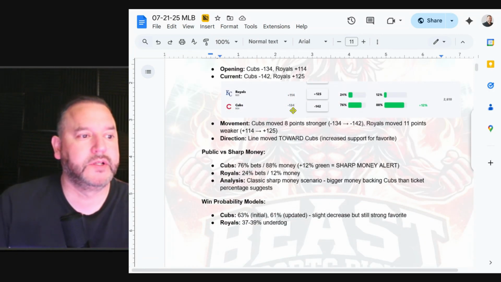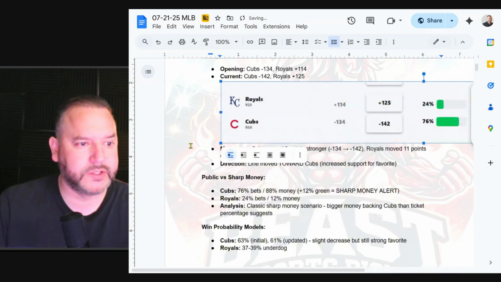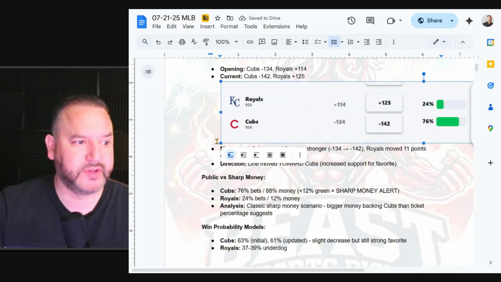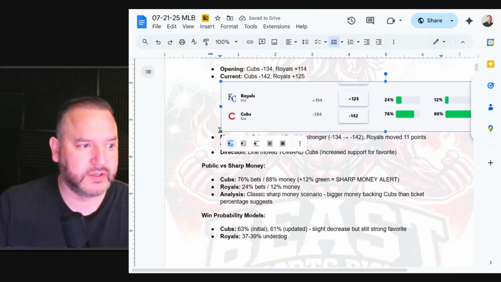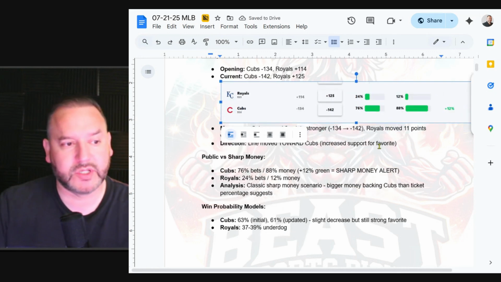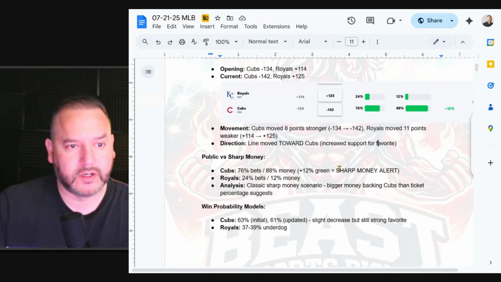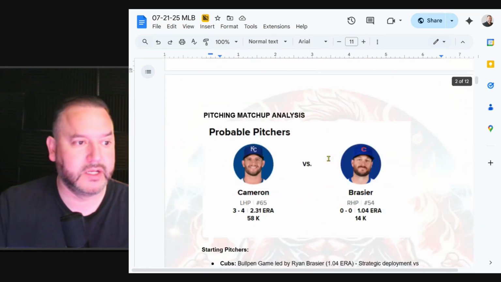So the Cubs, you can see the line started at a 134 and now it's at a 142. So that line is shifting in the Cubs' favor by, what is this, 8 cents. You can see the little graph right there. It's showing 88% of the money, 76% of the bets coming in on the Cubs. So they are favored, and there's a differential of 12% between the money and the bets.